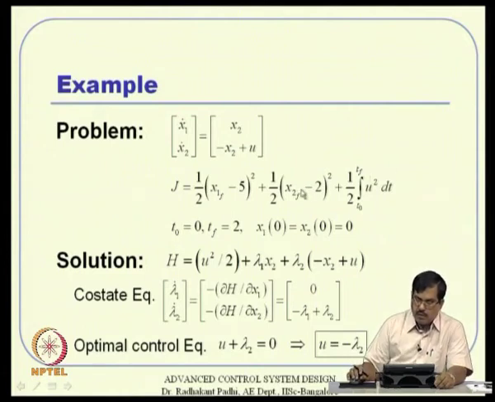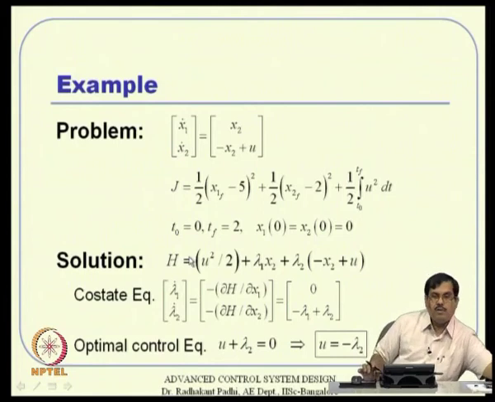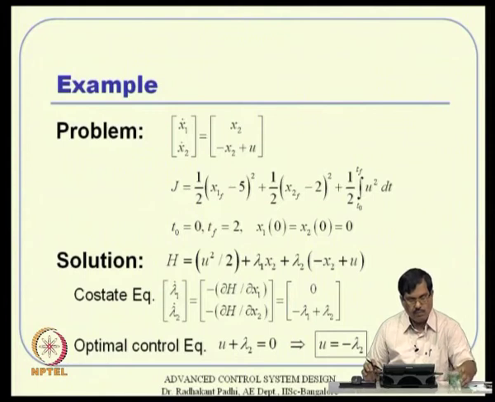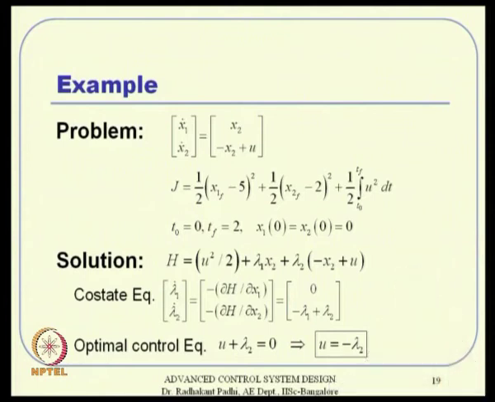The first thing to start the solution process is defining the Hamiltonian. If you define the Hamiltonian properly, then the results are ready anyway. The Hamiltonian definition is L plus lambda transpose F. L is u square by 2, which is coming from here, plus lambda transpose F, meaning lambda 1 times F1, where F1 is x2, plus lambda 2 times F2, where F2 is that one. So, lambda 1 times x2 plus lambda 2 times F2 basically.